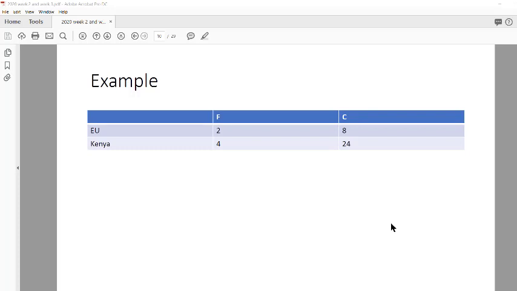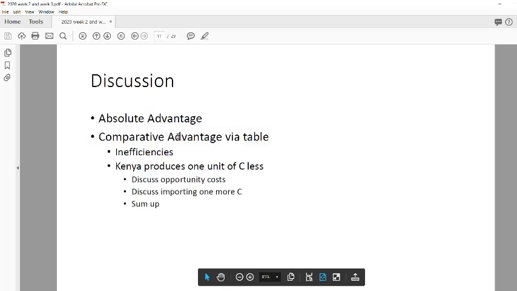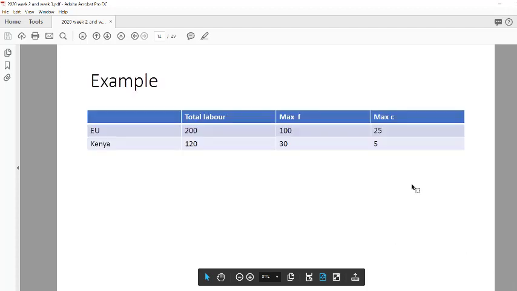Having discussed this example previously, these are the things that we discussed inside the uploaded lecture. Moving to the second example.